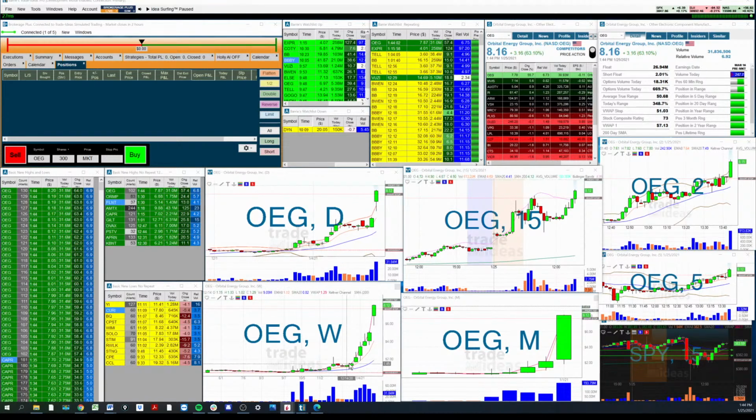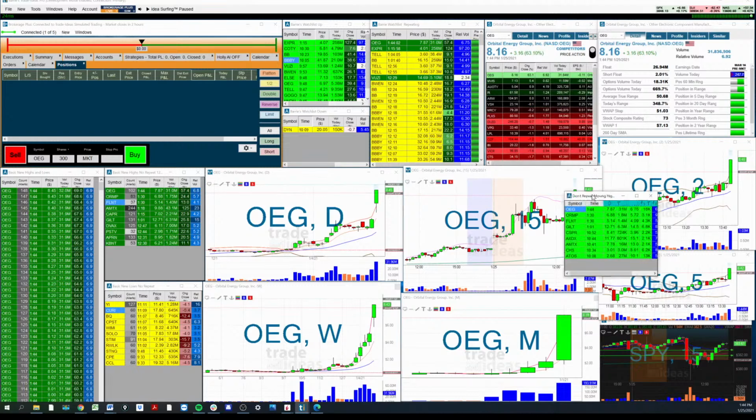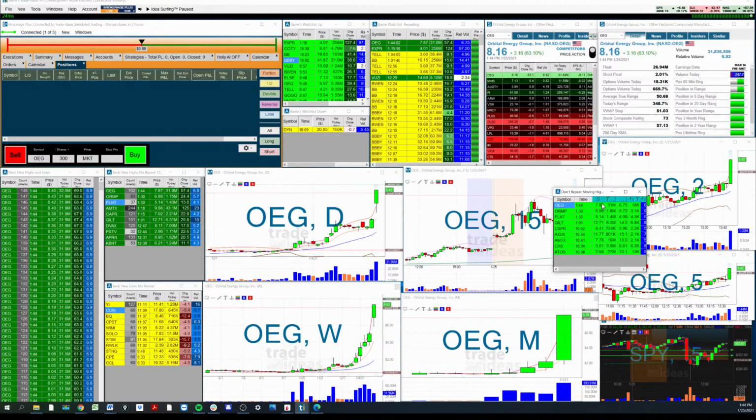Look how parabolic this is on the weekly. Oh man. Too bad. Just look at this, guys. OEG 787, it just went too quickly for me. You talk about a pop, and look at the volume that came in.